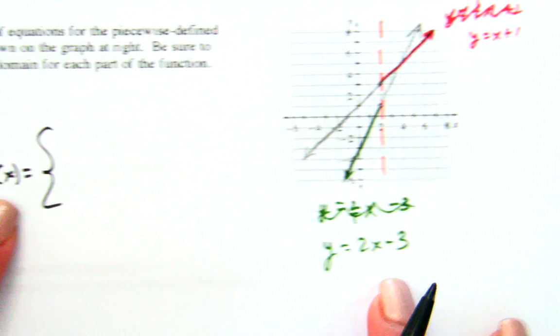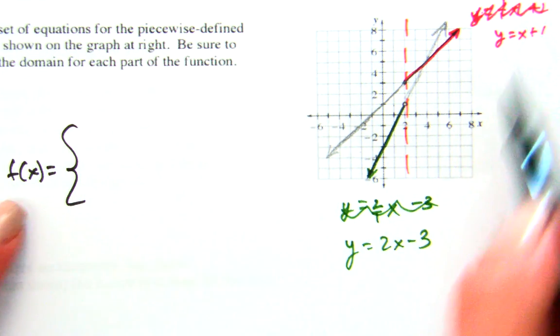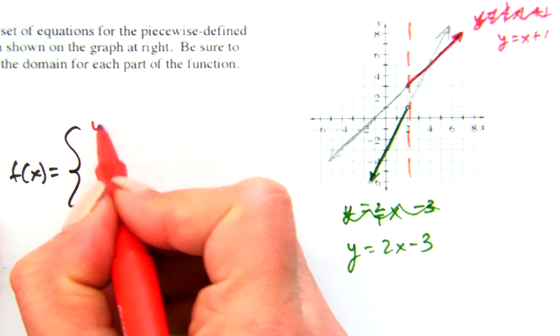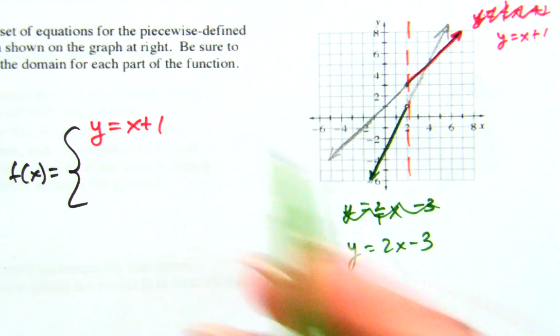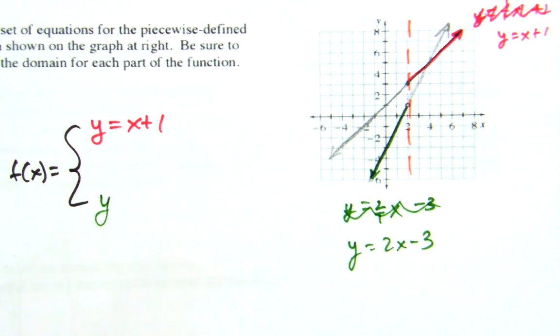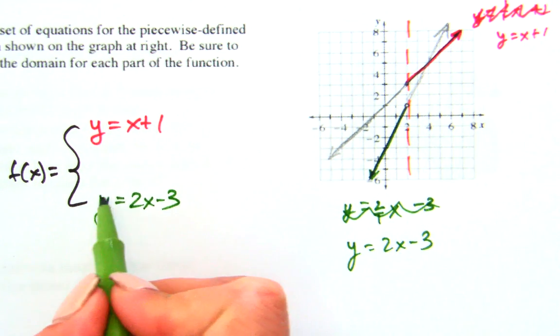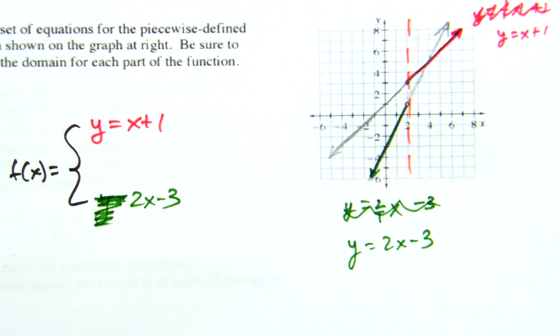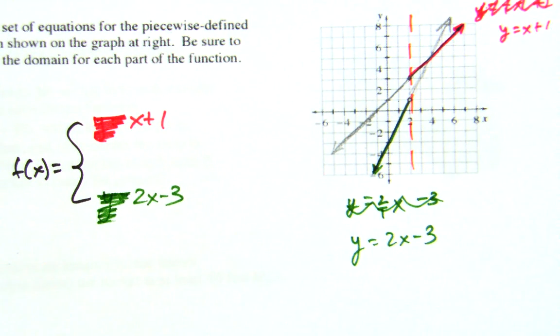So it's going to be f of x, because I don't think we have anything else to work with. So it's f of x equals, well, I'm going to put the equations first. So we have y equals x plus 1, the red one, and we have y equals 2x minus 3. Sorry, you don't need the y's because you already had f of x. So it's x plus 1, and then 2x minus 3.